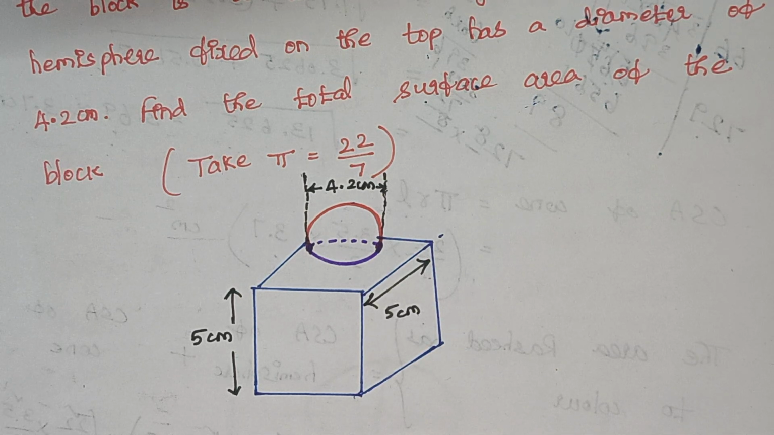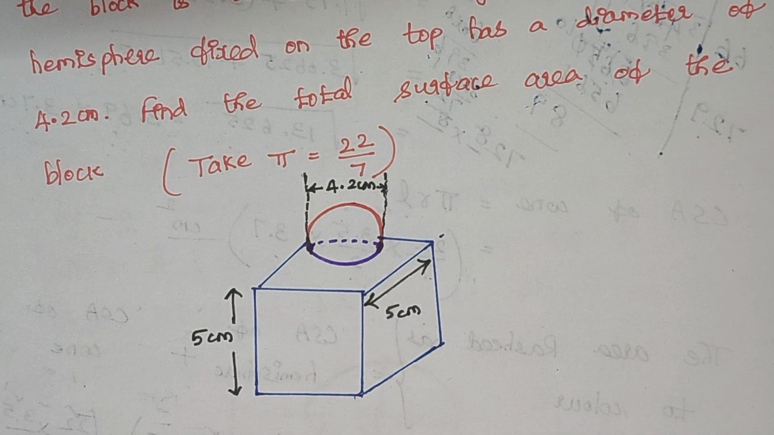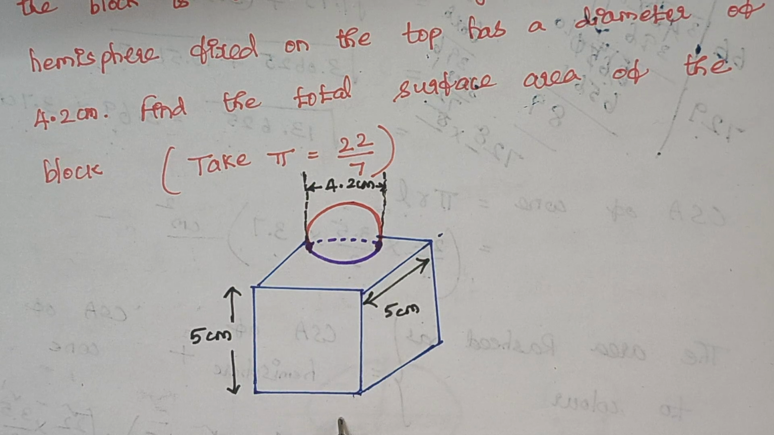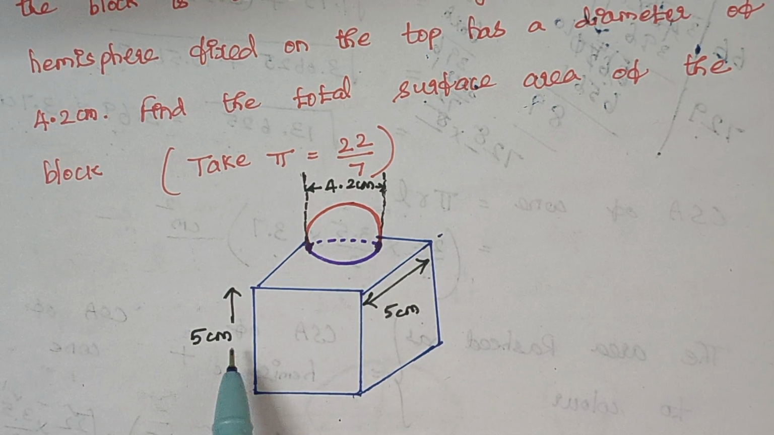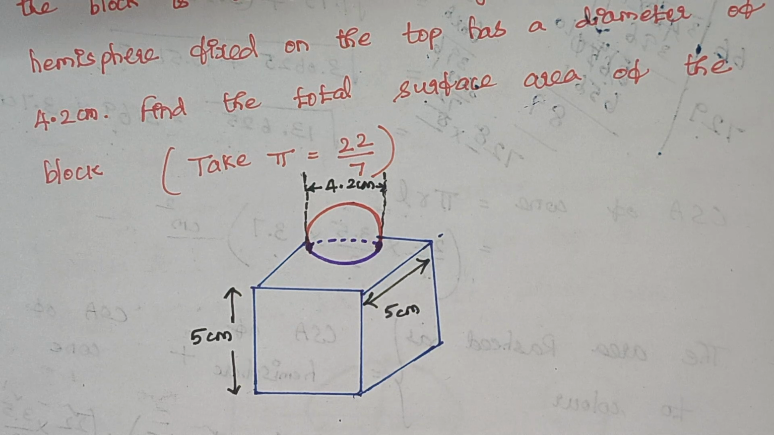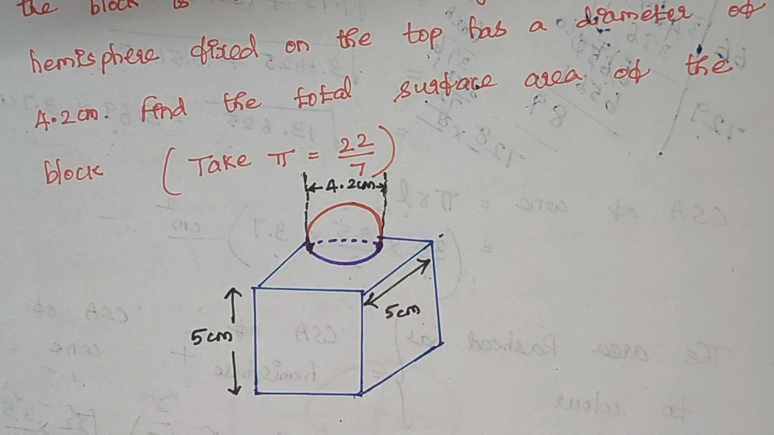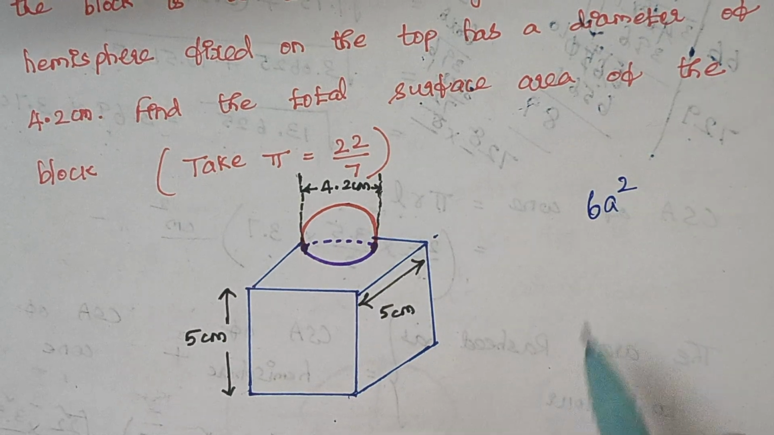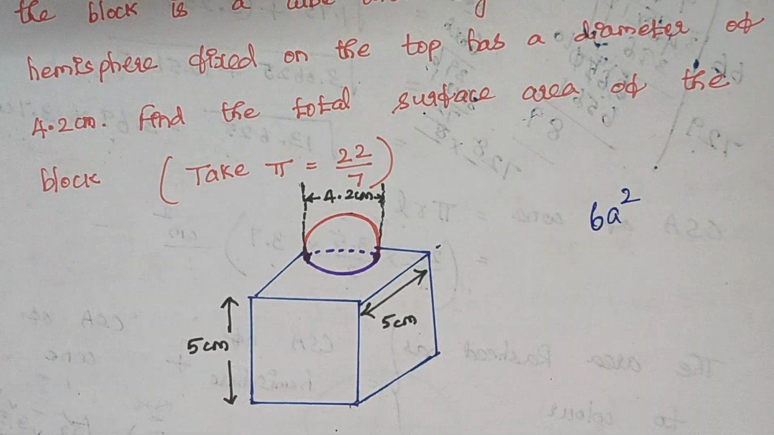The key thing to be noted here is, just listen carefully. How many sides does a cube have? A cube has 6 sides. Even if you have a Rubik's cube at home, you can check it: 1, 2, 3, 4, 5 and 6. So there are 6 sides of a cube. What is the total surface area of a cube? Its formula is 6 times a squared, and here the value of a is given as 5, so you can just substitute it over here.